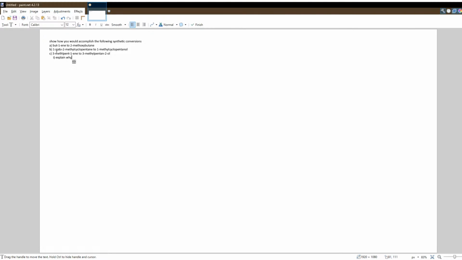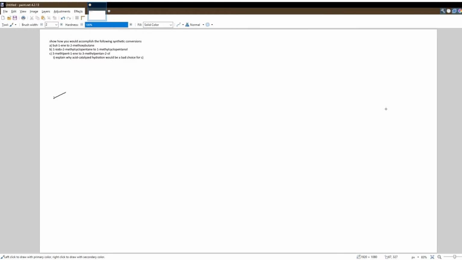Explain why acid catalyzed hydration would be a bad choice for C. I already have an idea of why it would be a bad choice, but we'll do the problem and see if my prediction is correct. I bet it's going to have a rearrangement, and it's going to screw up the product.